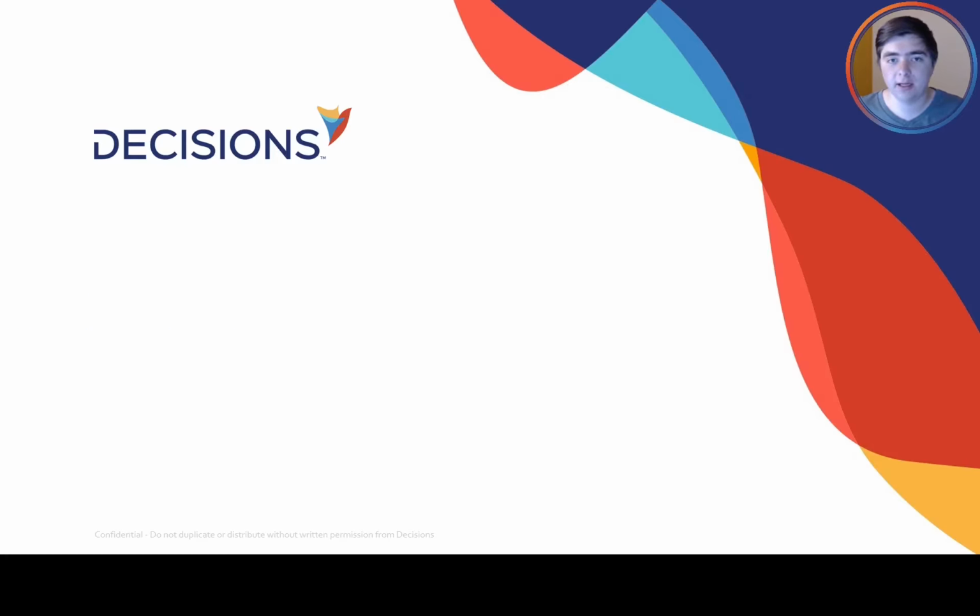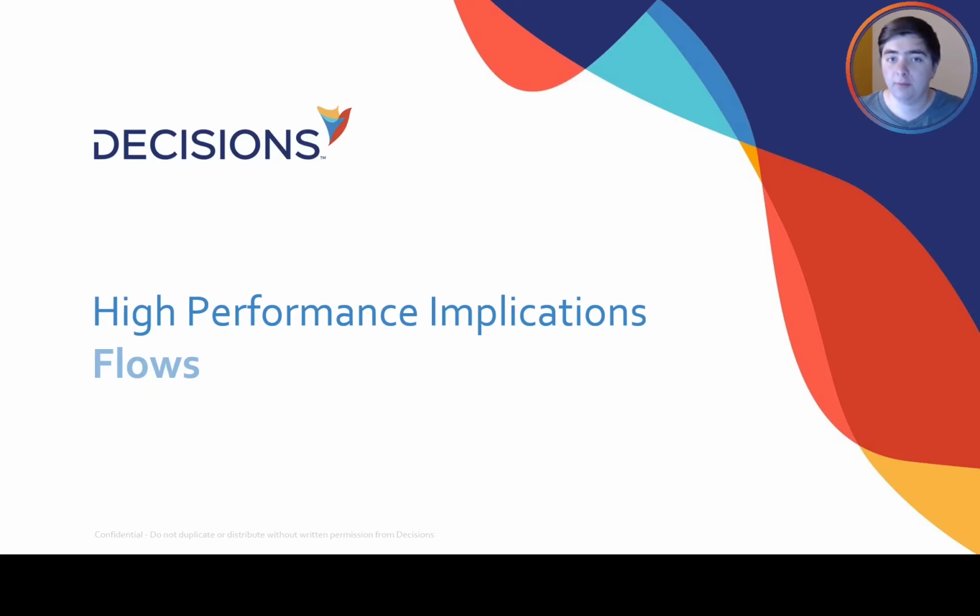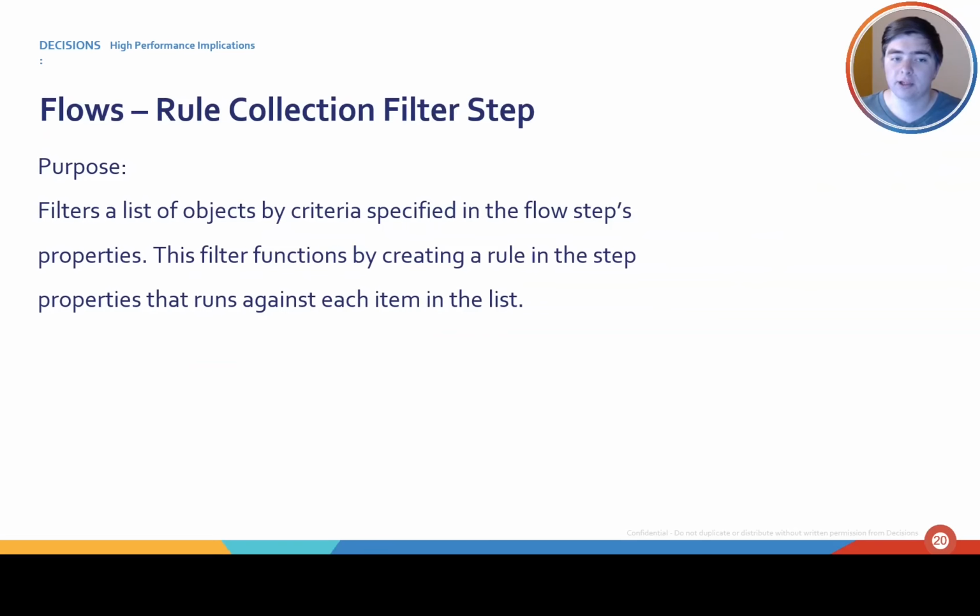Today, we are going to be discussing a flow step that can have high performance implications on your environment. And that flow step is the rule collection filter step. So let me explain what it does first. This step filters a list of objects by criteria specified in the flow step's properties. This filter functions by creating a rule inside of the step properties that runs against each item in that list of objects. Okay? So it's a great way to be able to filter stuff out.